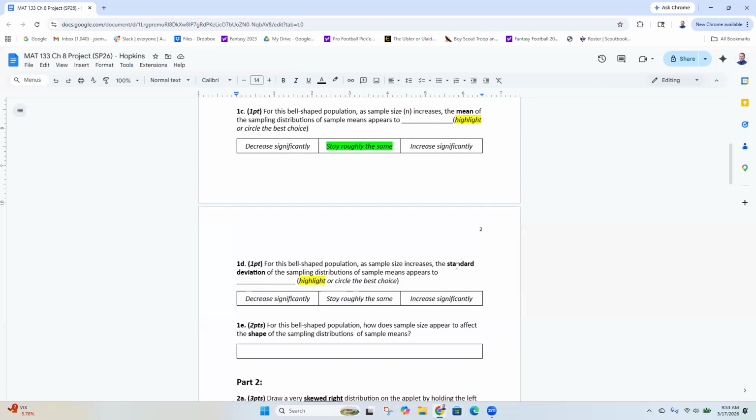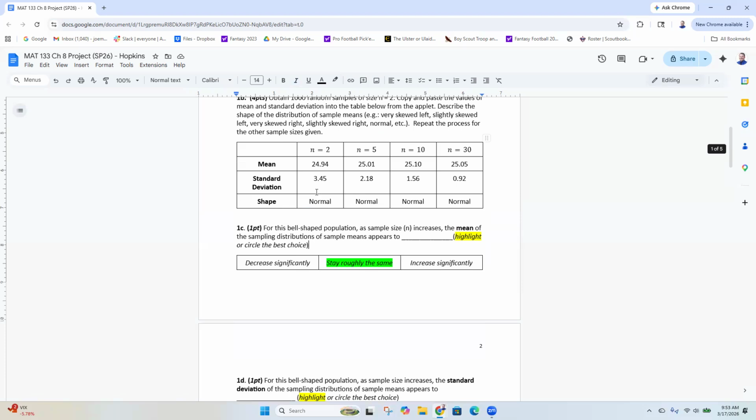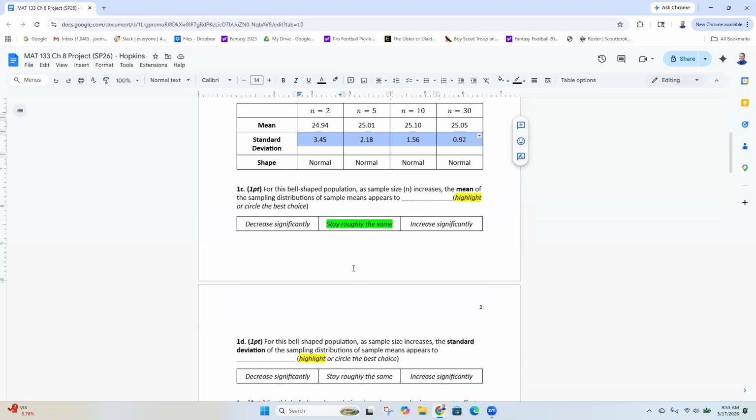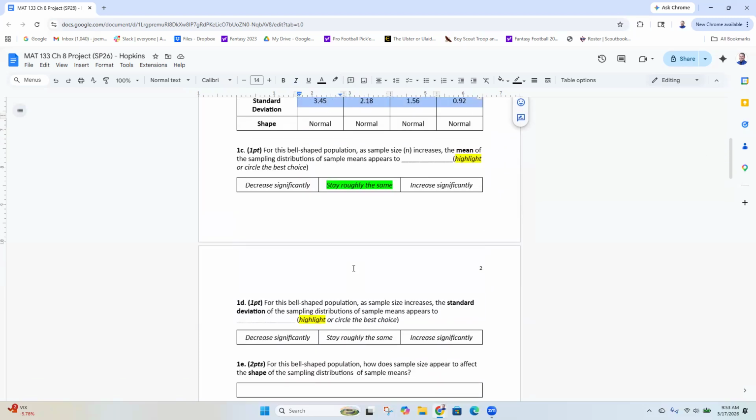1D. For this bell-shaped population, as sample size increases, what happens to your standard deviation? So these are my standard deviations. So take a look at yours. Mine went from 3.4 to 2.1 to 1.5 and down to 0.9. So what do you guys think? Increase, decrease, or stay the same?